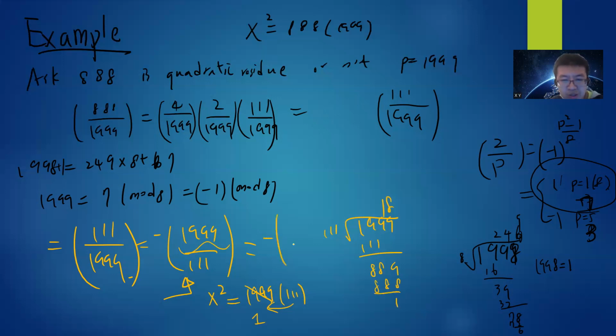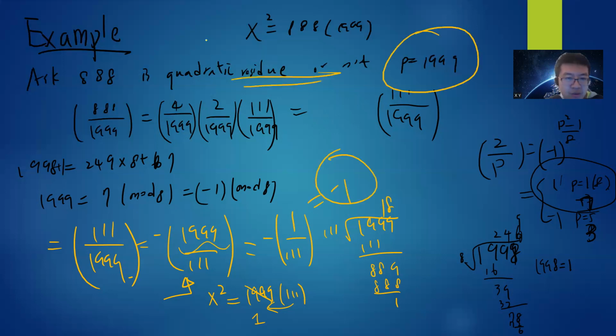Okay. Minus the symbol of 1 over 111, and 1 is always a quadratic residue, right? So this guy is minus 1. So the answer is minus 1. That means there's no solution; this is a quadratic non-residue, because the symbol is minus 1. So the idea is that we use the Jacobi symbol and prove that 8 is not a quadratic residue of 1999.